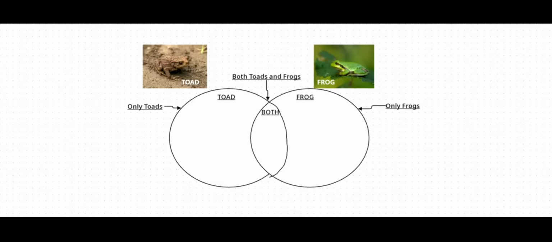Common types of graphic organizers include Venn diagrams, which is what we're going to focus on today, T-charts, story maps, concept maps, flow charts, and KWL charts. Graphic organizers help us see and visualize our thinking instead of trying to hold everything in our heads. We lay it out visually so we can understand it more clearly.